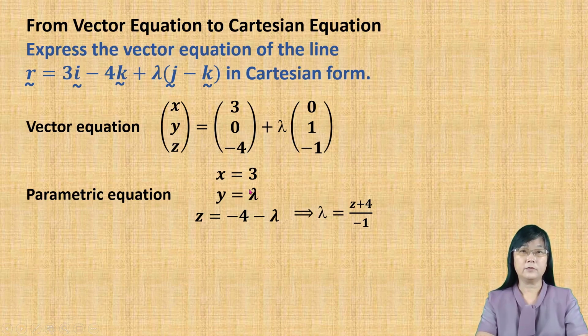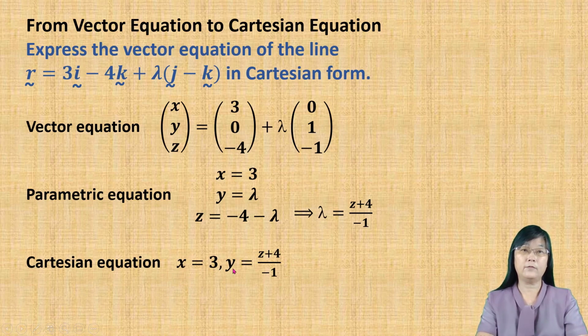Then after that, now we want to combine. We find that x has no lambda, means lambda is equal to 0. Then only y and z have got lambda. So means we can combine y with z, and x equals 3, we write it here. X equals 3, then comma, then we combine the lambda. Y is equal to z plus 4 over negative 1. So this is the Cartesian equation of the straight line.